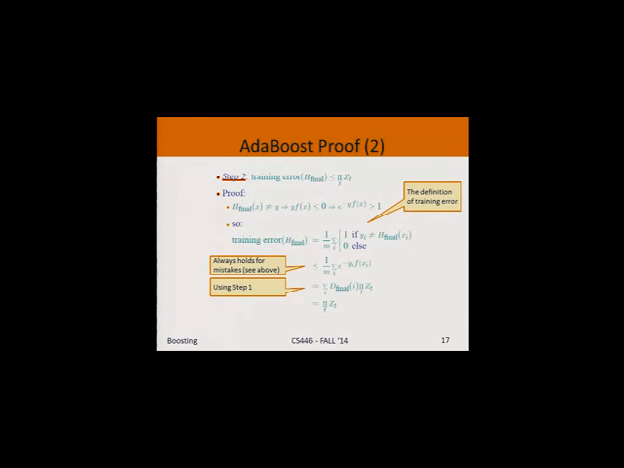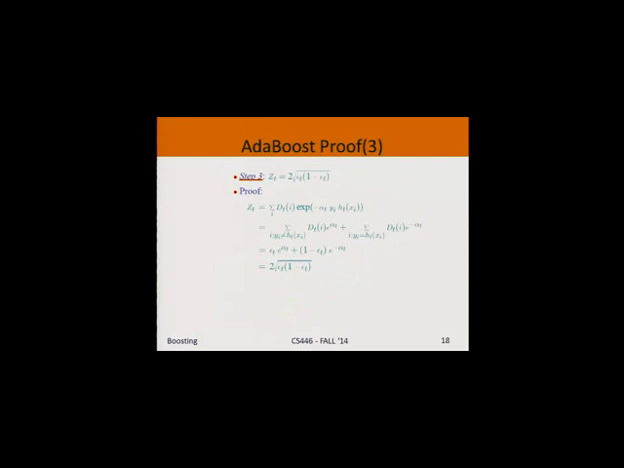And why is this true? Because the D final of i over all i's sum to 1. It's a distribution. So this is a distribution over the m examples. So basically, very simple, I proved that the training error is bounded by the normalization factor. Now I want to show what the normalization factor is. And I'm going to argue that the normalization factor is this, 2 times the square root of epsilon t times 1 minus epsilon t.